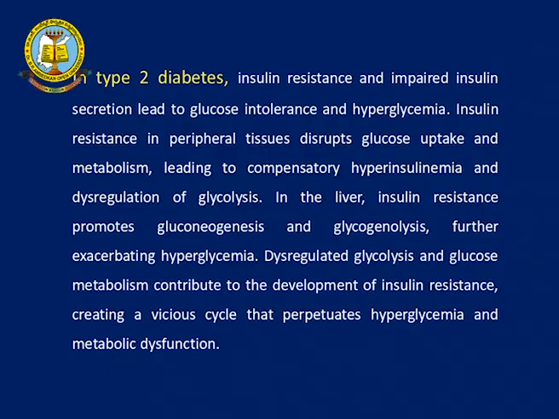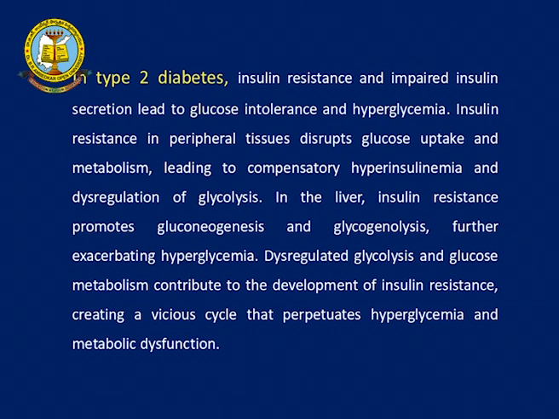In diabetes type 2, what is the role of the glycolysis pathway? Insulin resistance and impaired insulin secretion lead to glucose intolerance and hyperglycemia. Insulin resistance in the peripheral tissues disrupts glucose uptake and metabolism, leading to compensatory hyperglycemia and dysregulation of the glycolysis process.